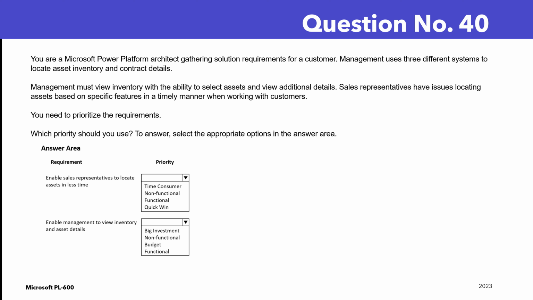You are a Microsoft Power Platform architect gathering solution requirements for a customer. Management uses 3 different systems to locate asset inventory and contract details. Management must view inventory with the ability to select assets and view additional details. Sales representatives have issues locating assets based on specific features in a timely manner when working with customers. You need to prioritize the requirements. Which priority should you use?